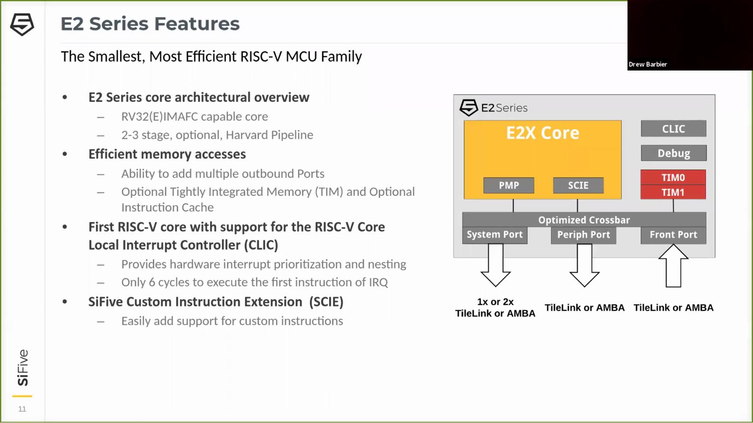The E2 series is also the first RISC-V core that adds support for the core local interrupt controller. This is a new fast interrupt controller standard that has been put forward in the RISC-V Foundation. What it provides is hardware interrupt prioritization and nesting. It also offers very efficient and low latency access to interrupt service routines, so much so that it only takes 6 cycles to execute the first instruction of an interrupt with the 2 series pipeline and the CLIC.